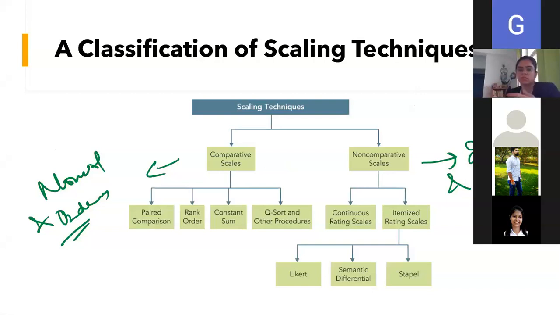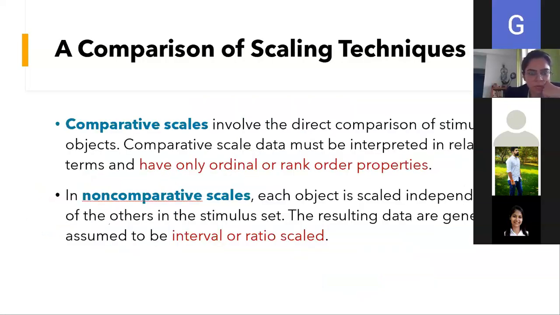And in these we will discuss what paired comparison is, what rank order is, what constant sum scale is, and I'll give you some examples. Also in interval non-comparative scales, what a continuous rating scale is, what a Likert scale is, what semantic differential scaling is. Okay, let me quickly give you one example. The next class will be on 23rd, that is on Monday. So you can go through all this.